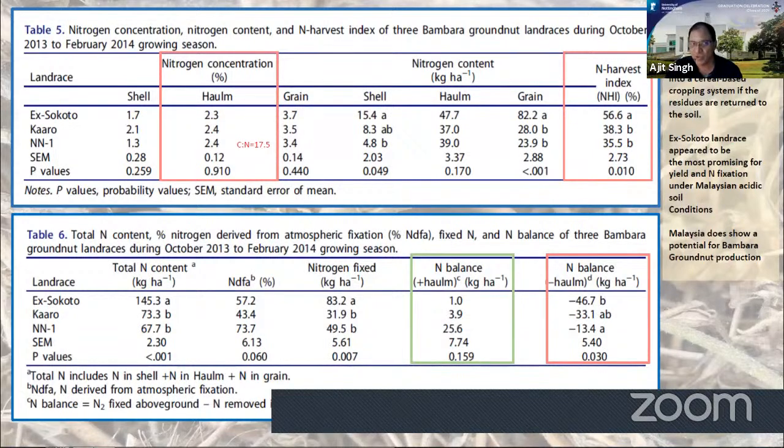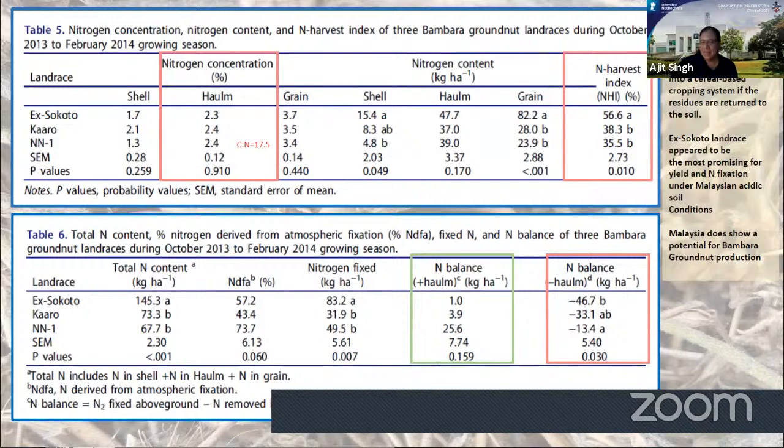Soybean was just 0.2, 0.8, 1.2, 1.5, while in the case of Bambara, the N content is 2.3, 17.5. So this is likely to decompose faster within a season of 2 to 3 months. So a subsequent crop grown in the field after Bambara will have the N made available to the plant.